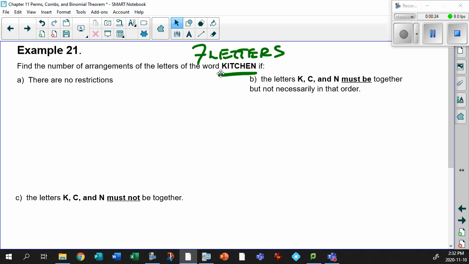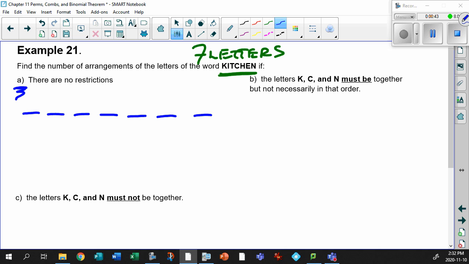So I want you to compare these two podcasts, this one and the next one, and see how they differ because of repeats. Okay, so the first question says I got kitchen. Great, 7 letters. I want to know all the possible arrangements if there's no restrictions. So you know and I know, if you do this fundamental counting principle way, you've got 7 choices for the first one, 6, 5, 4, 3, 2, and 1, which we know is 7 factorial.